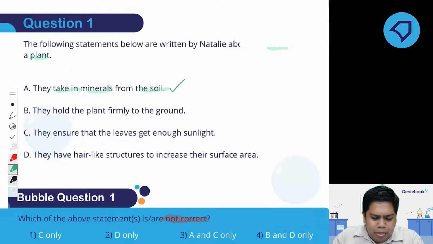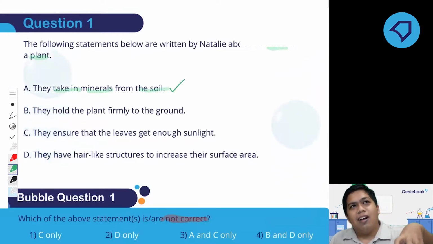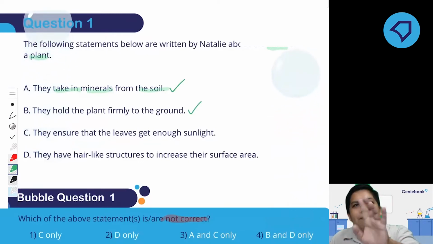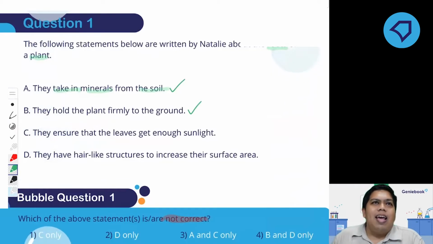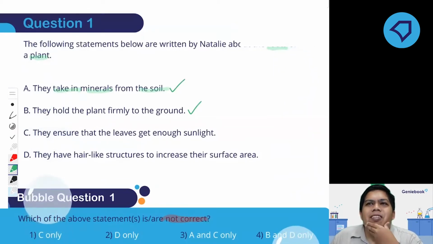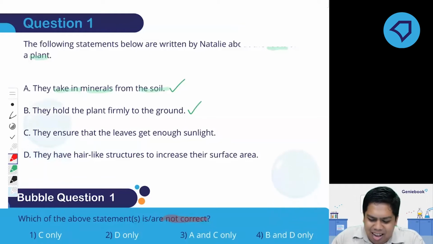And then next, they hold the plant firmly to the ground. So yes, this is also about the anchoring of the plant firmly to the ground, right? So this is also correct, but we don't want correct. Remember, we only want the not correct one. They ensure that the leaves get enough sunlight. Okay, or no. All right, so this is incorrect. So far we want this.